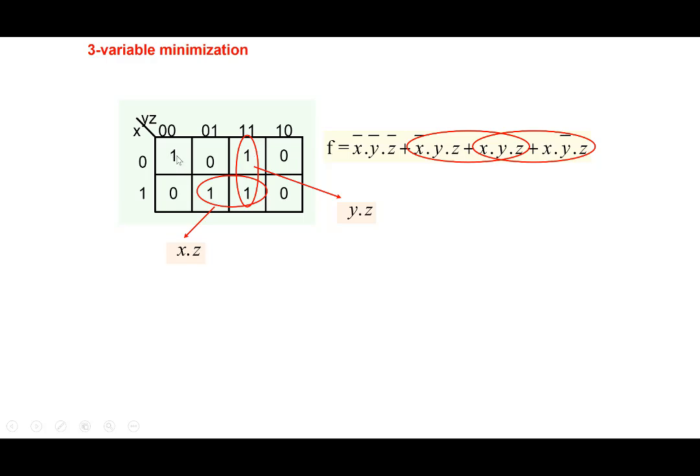And here we see that we cannot combine it with anything else. There's no 1 here or 1 here. So that remains as it is. So our simplified function becomes: this term is x bar, y bar, z bar, this one is xz, this one is yz, and that becomes our simplified function here.